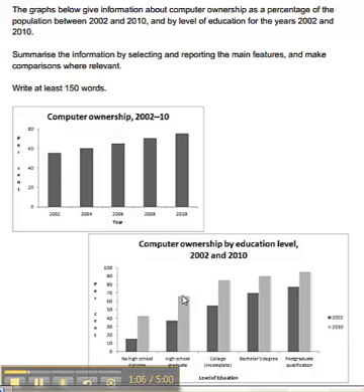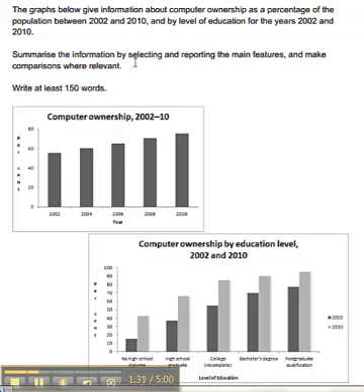So the first thing you should do is read the question. Okay, so here we go. The graphs give information about computer ownership as a percentage of the population between 2002 and 2010, and by level of education for the years 2002 and 2010. Okay, so this is the past. So when I write this answer, I should be using past tenses.